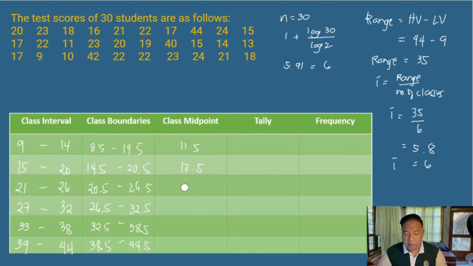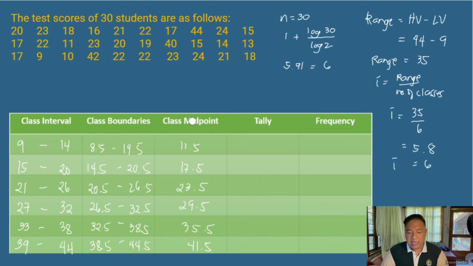So the next ones will be 23.5, 29.5, 35.5, and 41.5. Okay, so again, for the class midpoint or class mark, we just need to add the upper and the lower limits divided by 2. So for the class 9 to 14, the upper limit is 14, the lower limit is 9. 9 plus 14 will be 23, divided by 2. That's 11.5. Okay? Now, our tally.